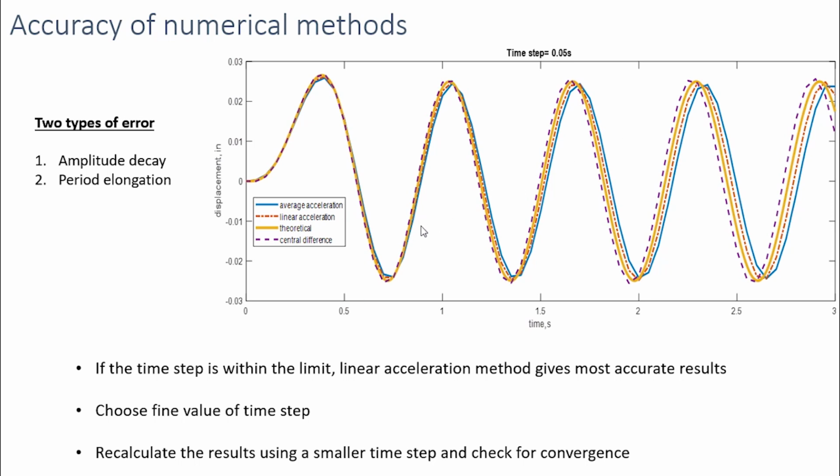So when we are doing a numerical analysis, we need to choose a finer value of time step. We can choose the smallest time step we can afford, and once the response is calculated, we can repeat the calculation using a smaller time step and check whether both the results are converging or not. That is one check to assure that we are using the right time step.